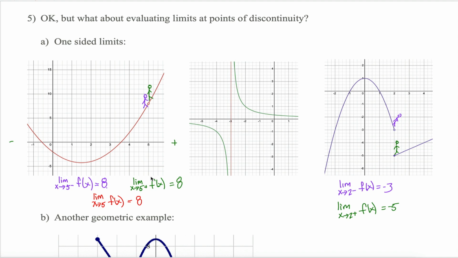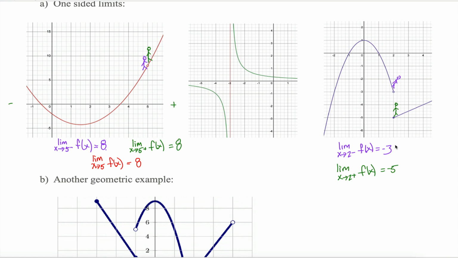Over here, the two one-sided limits agreed, so that defined their two-sided limit. Over here, the two one-sided limits do not agree. You get different numbers here. -3 is not the same as -5. So what that means for the two-sided limit is it's undefined. Two-sided limits are always undefined unless the two one-sided limits give you the exact same answer.